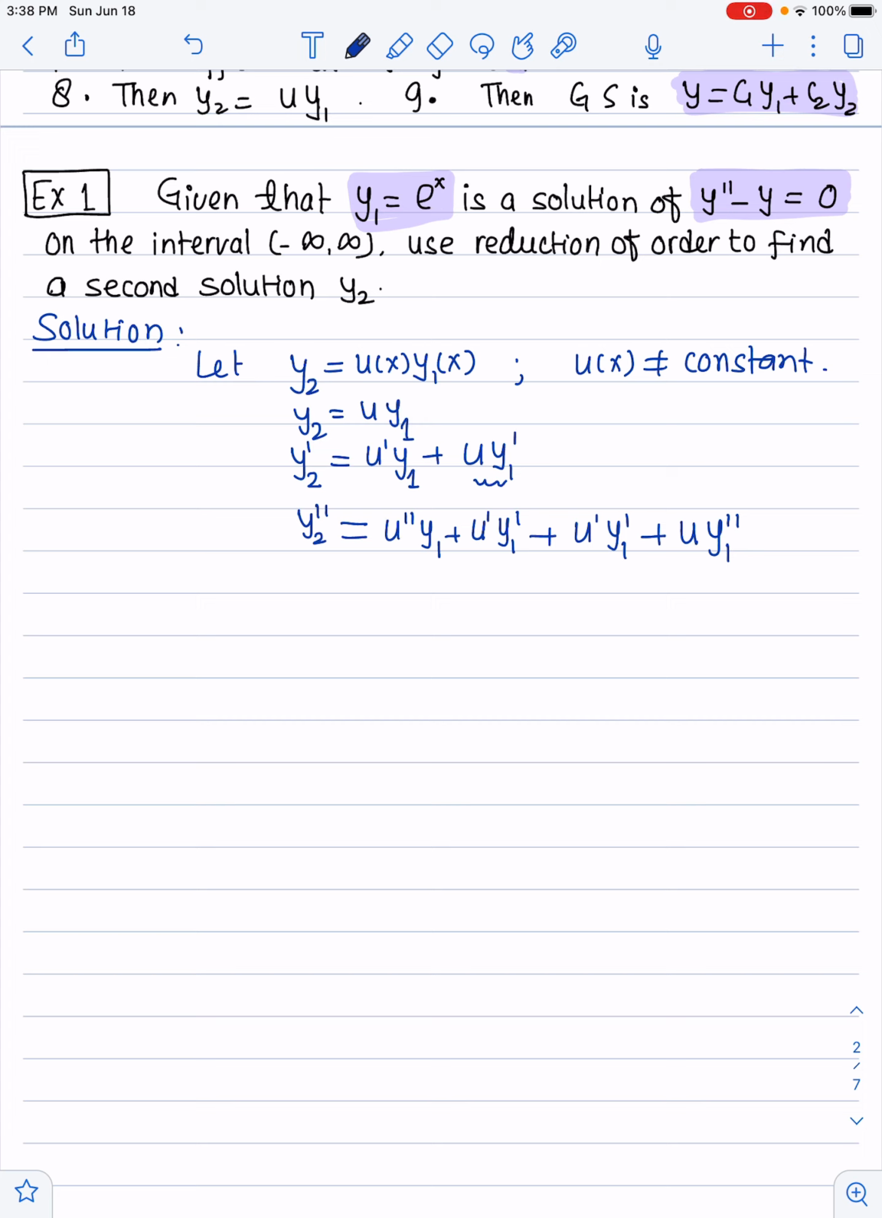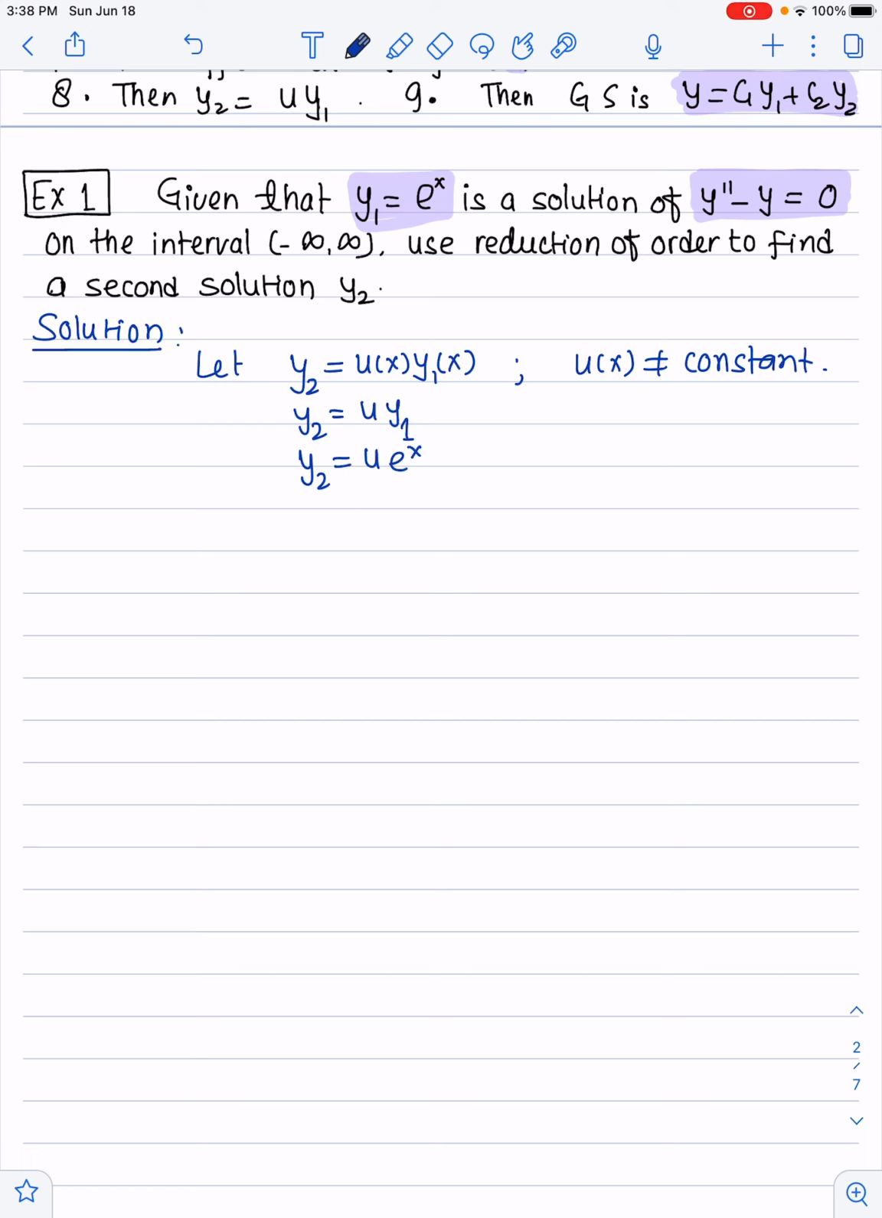And we already know y1, which we can plug in here, right? So instead of using y1, we can use that value. I'm going to erase this one, and then let's just plug those values in. Okay, so I already know that y2 is u times y1, and y1 is e to the x.